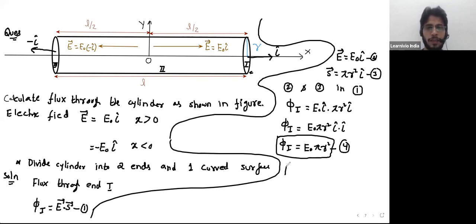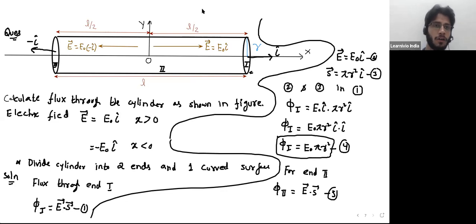So for end 3, we can calculate the flux in this way. Flux is electric field dot area vector, that is equation number 5. How much is the electric field for the second end? That's minus E naught i cap.